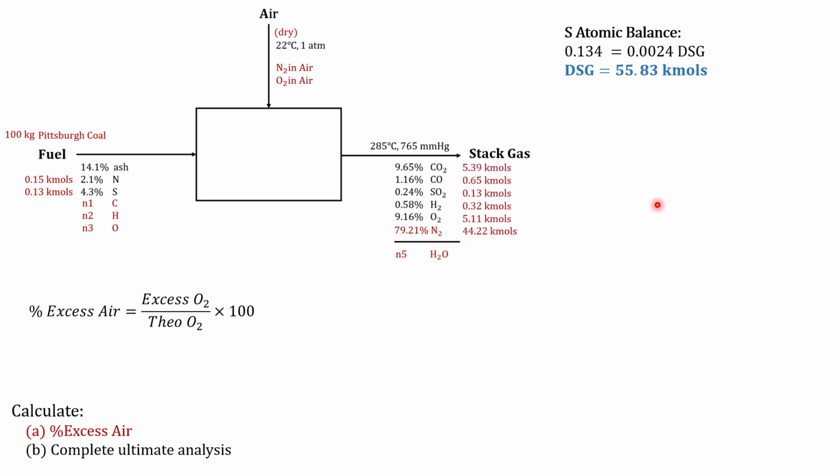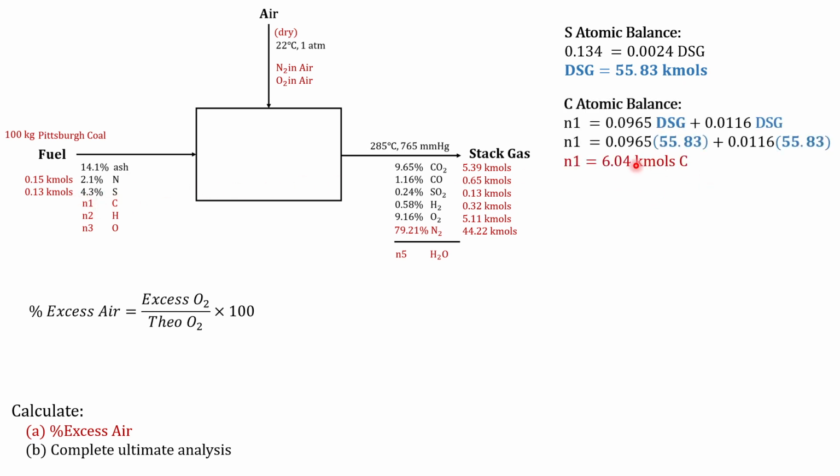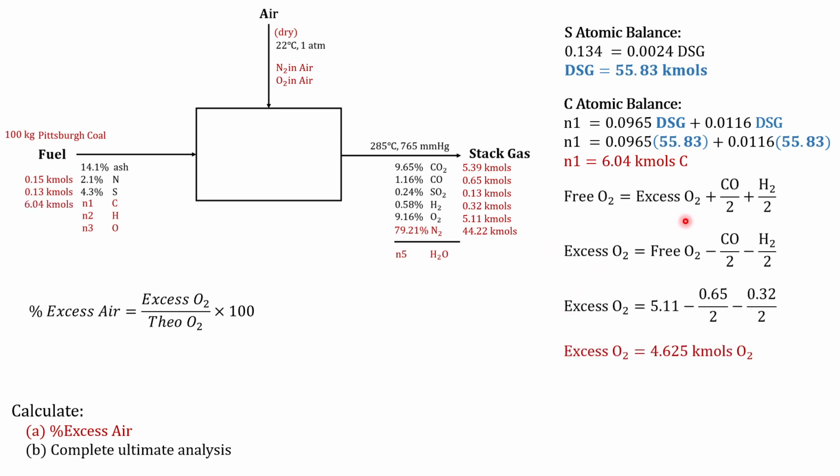So, we can also get our N1 in the fuel by using C atomic balance, and this gives us 6.04 kmoles of C. Next, we can obtain our excess O2 by manipulating the formula of free O2. We already have the values for the equation, and so we have 4.625 kmoles of excess O2.